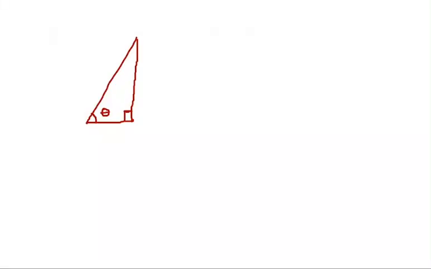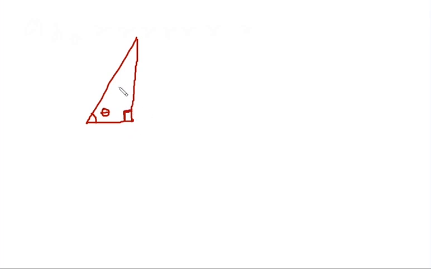So in this video, we'll be talking about SOHCAHTOA. Let's say we are given a right angle triangle as shown here. Naturally, in a right angle triangle, there's always an angle in the triangle that's equal to 90 degrees, and that angle is this angle.